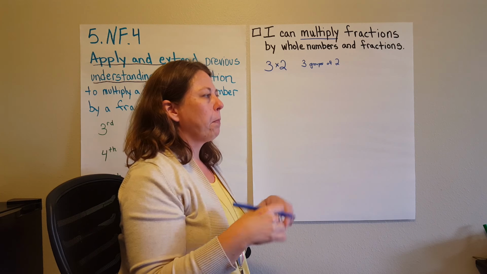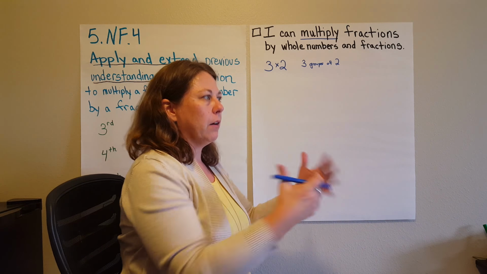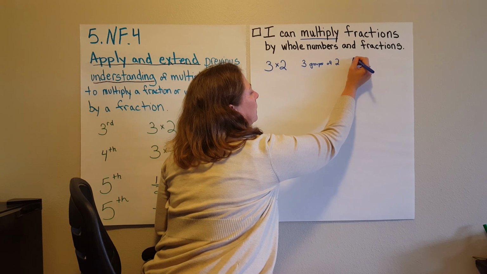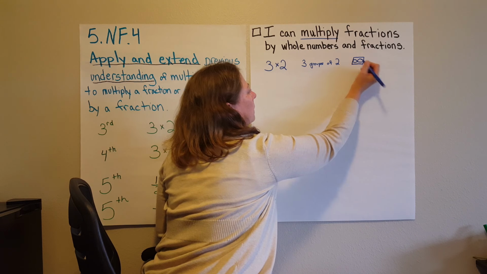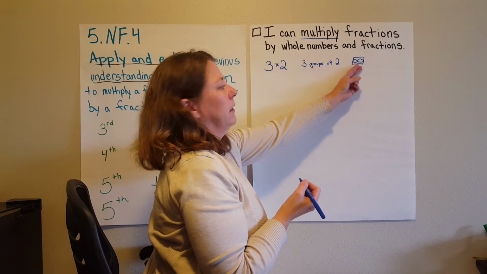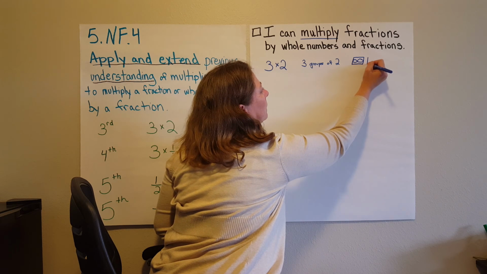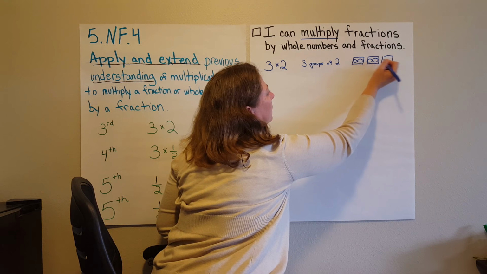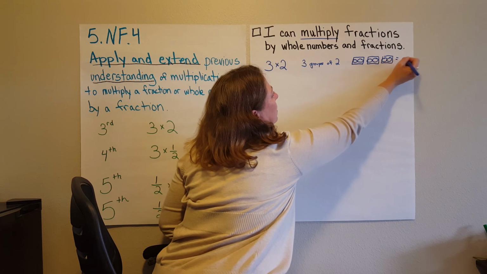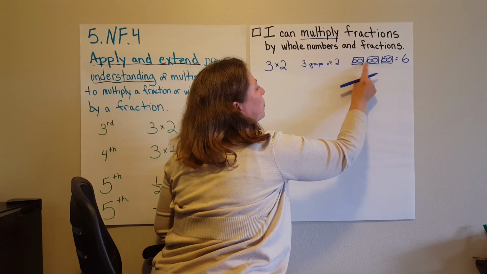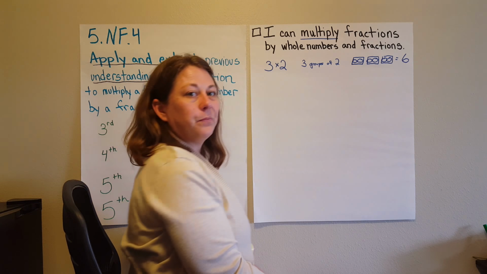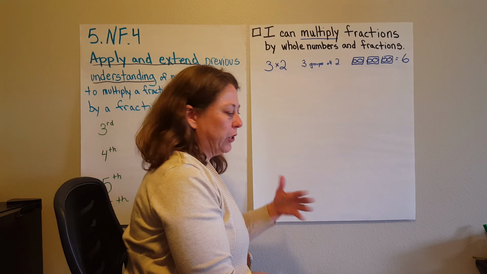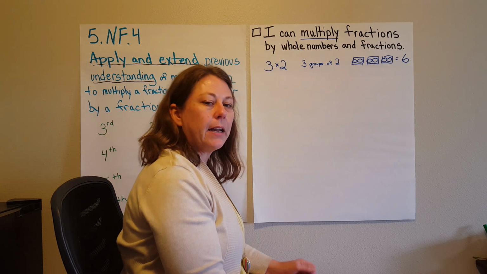I can start to form a visual of that, 3 groups of 2, which means I have a unit of 2, and I want 3 groups of that unit of 2. And the result is 6 individual items. Kids can stop, kids can make connections, you can listen to them, make sure they're understanding.